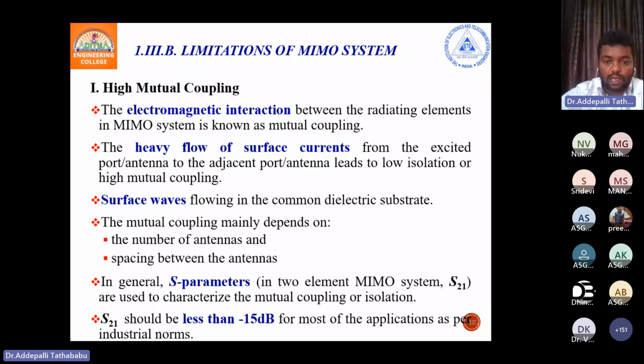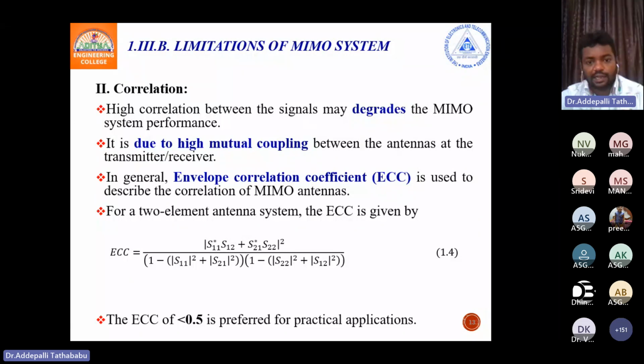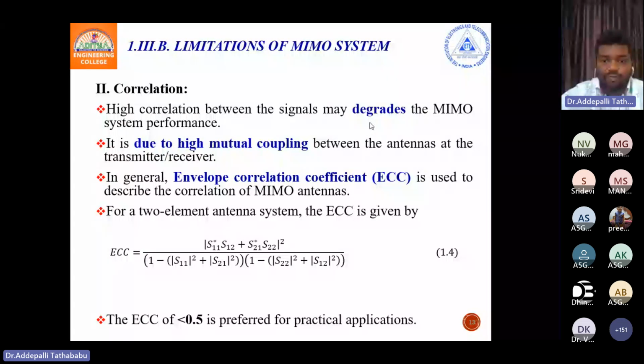Isolation should be high. Now, correlation. Correlation means the interaction between the two radiations of the two antennas. There is high correlation between the signals in MIMO antennas when the antennas are connected side by side, as already said. Due to correlation between the two antennas, the signal performance will degrade and the overall system performance will reduce. It is due to the high mutual coupling between the antenna elements. In general, the envelope correlation coefficient is one of the important parameters, particularly a MIMO parameter.